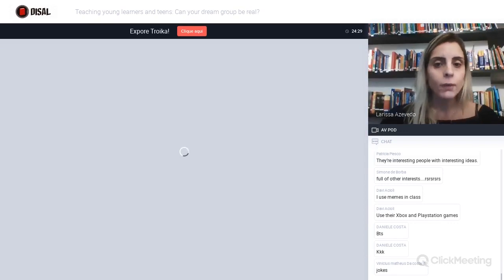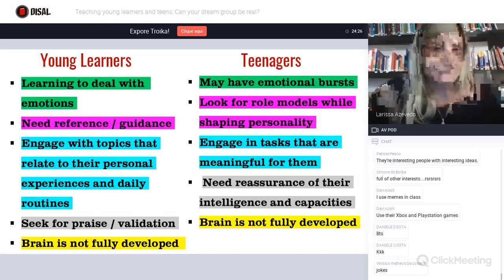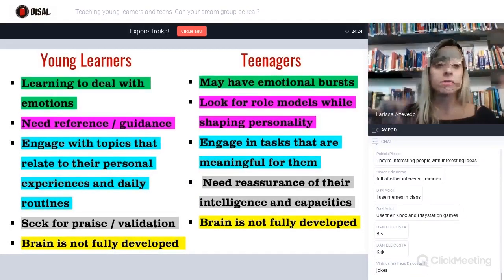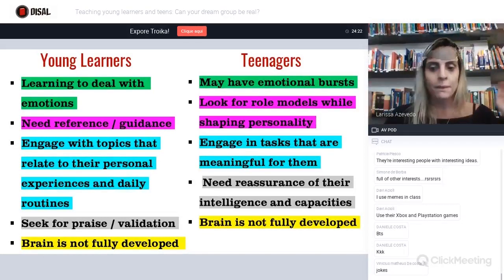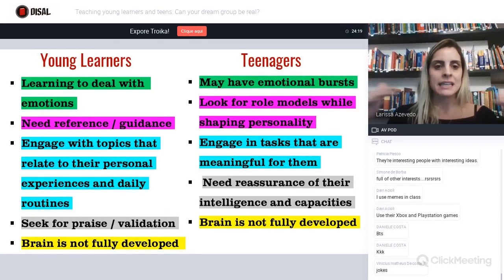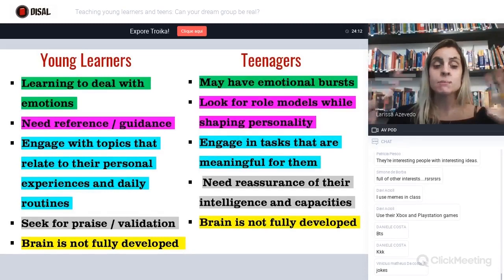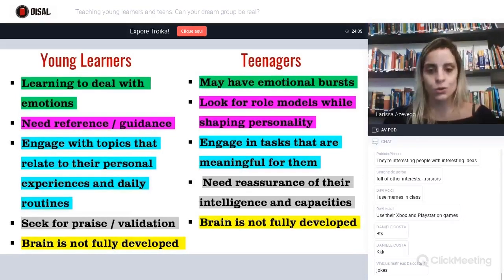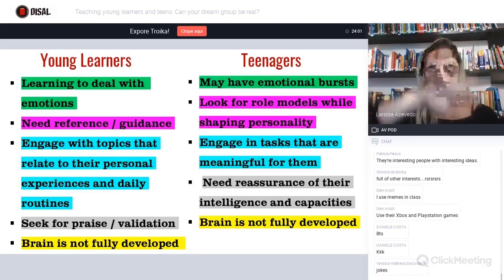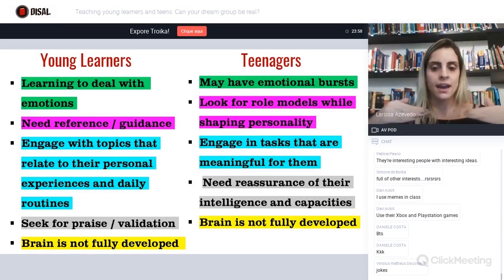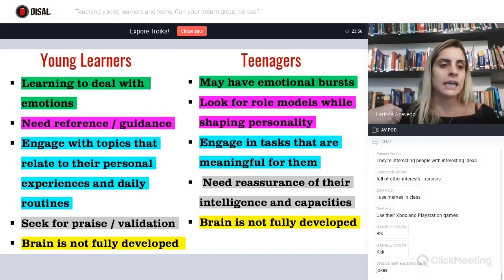All right. Well, remember that in the beginning I asked you to find something in common between young learners and teenagers. So the time to look at these similarities has come. Let's take a look. They seem to be very different, but you'll see that they have more in common than we think. While young learners are learning to deal with emotions, teenagers are also having trouble controlling their emotions. They can have emotional bursts, their hormones are a mess, so they have this in common.